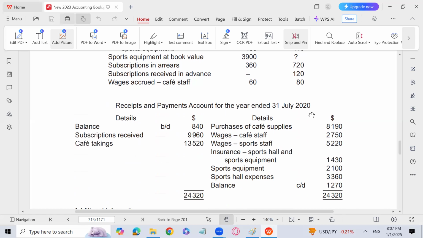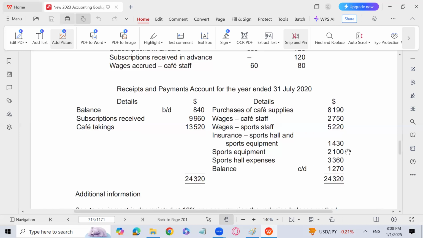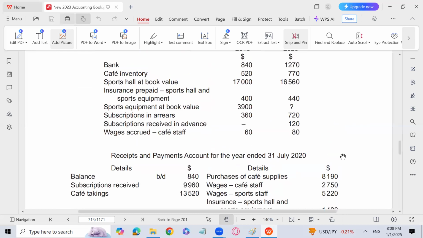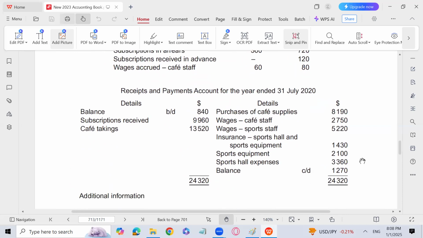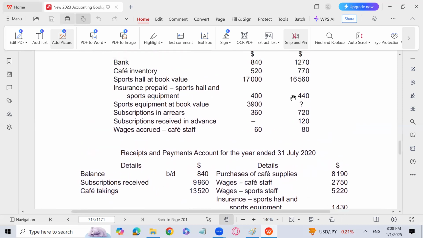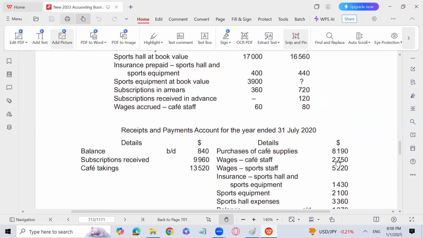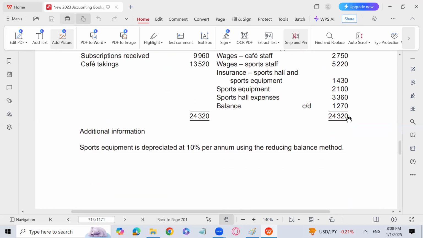Then wages has been given for cafe staff and for the sports staff. I think for sports staff wages, there is no opening and closing, but for cafe staff, accrued is given. Then insurance is also given, and sports equipment is given 2100. So you have to add sports equipment, 17,000 plus the sports equipment, whatever it is, and then you have to subtract the sports equipment at the end to find the expense figure, which is going to be 17,000 plus 2100, that is 19,100 minus 16560. You will get the amount of depreciation.